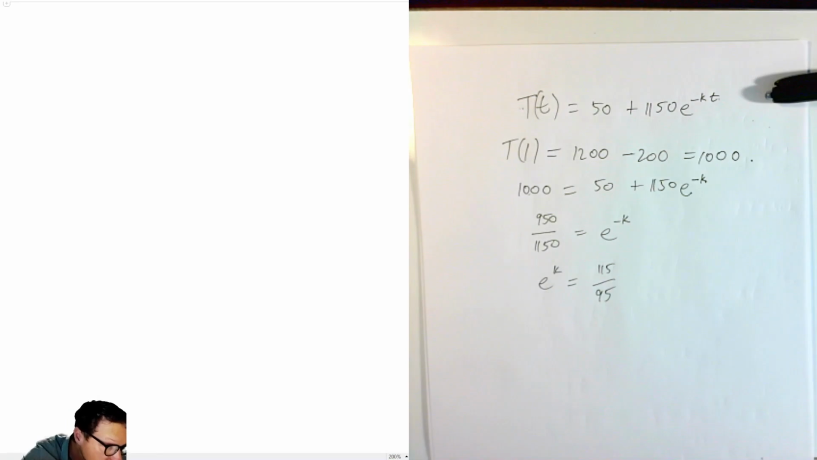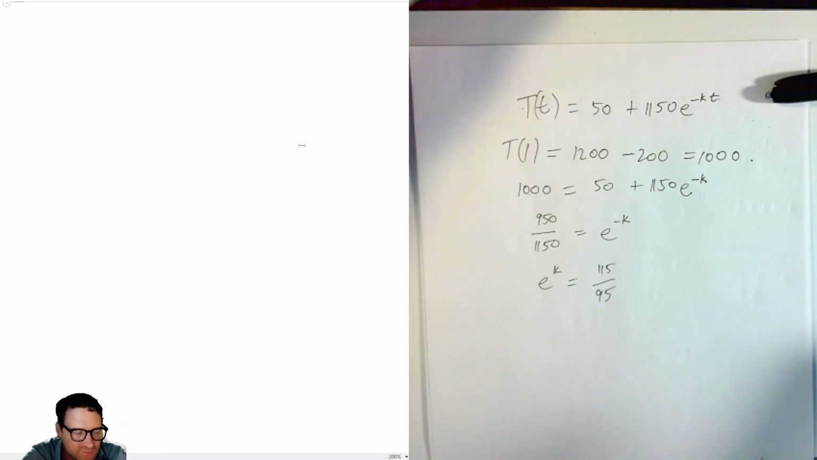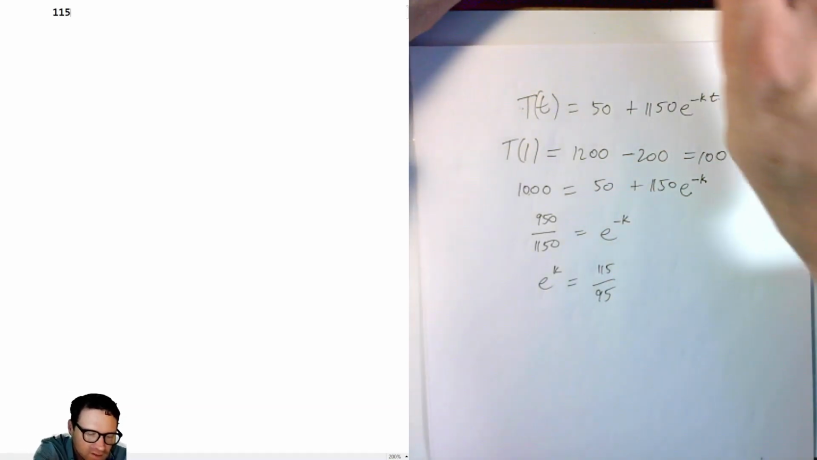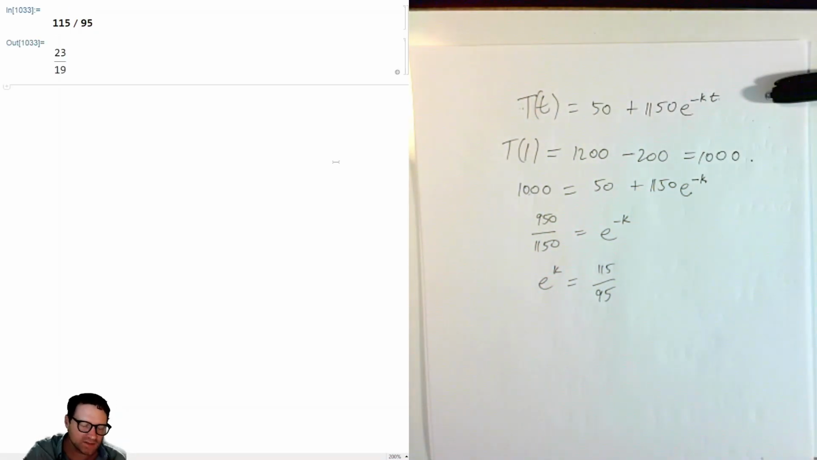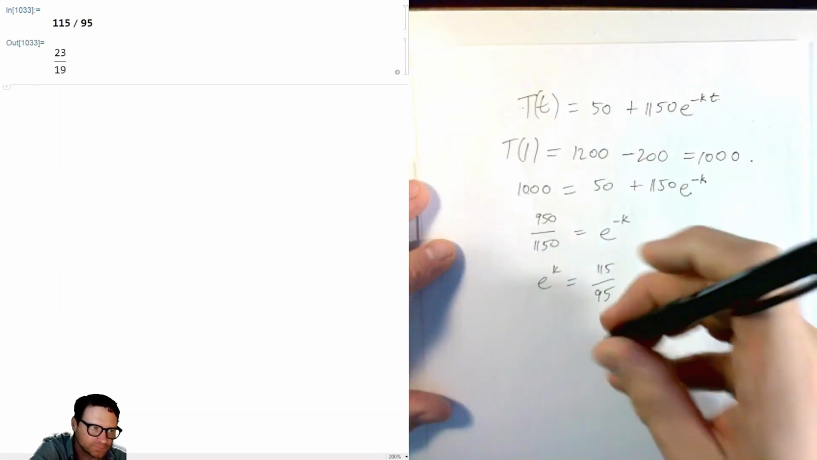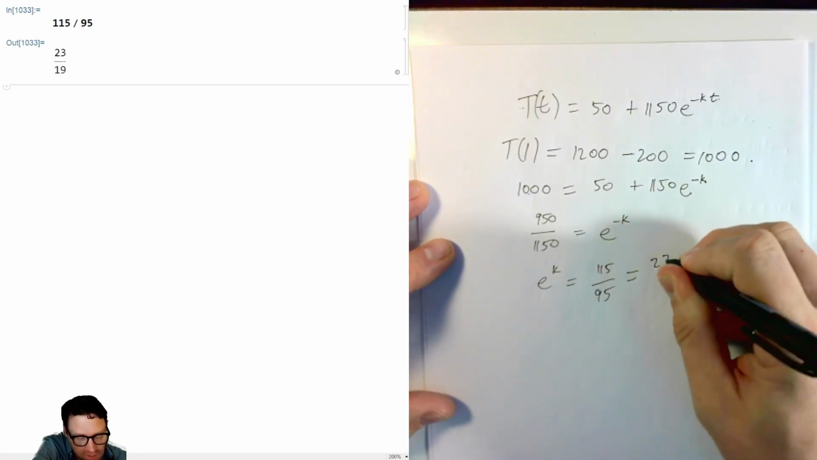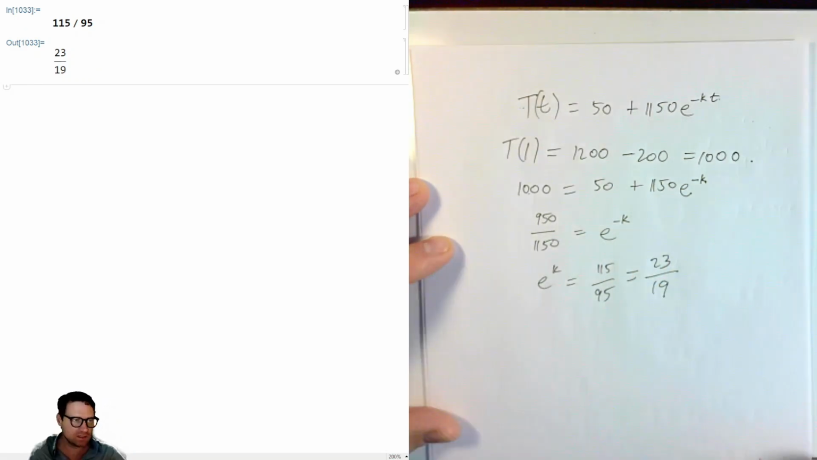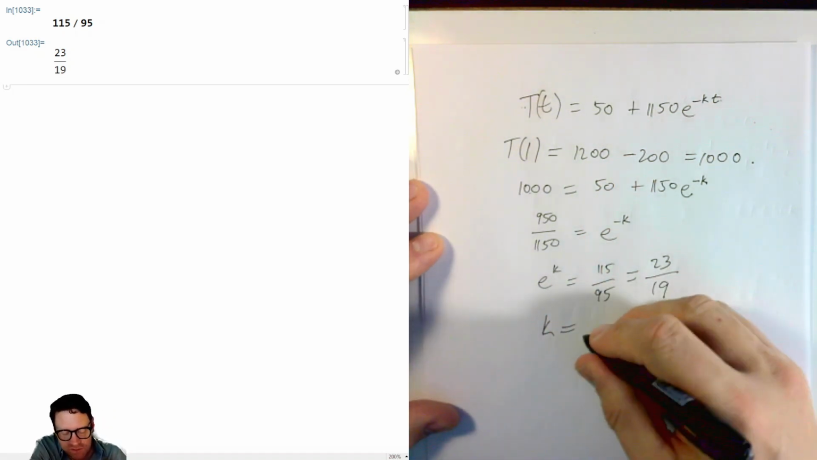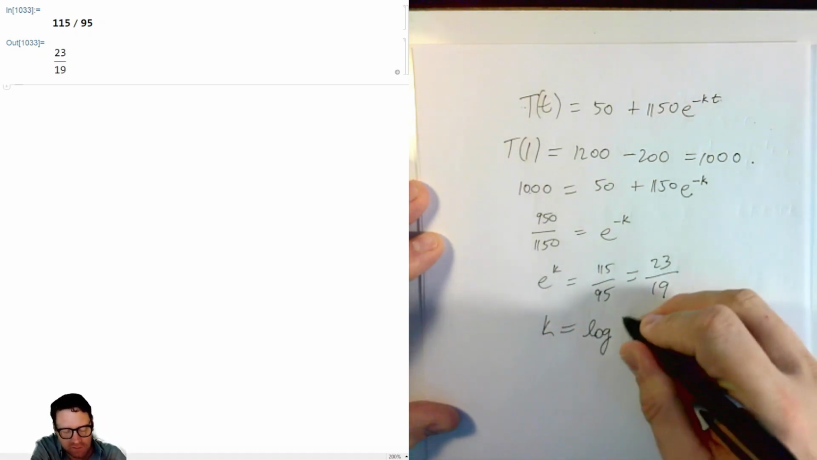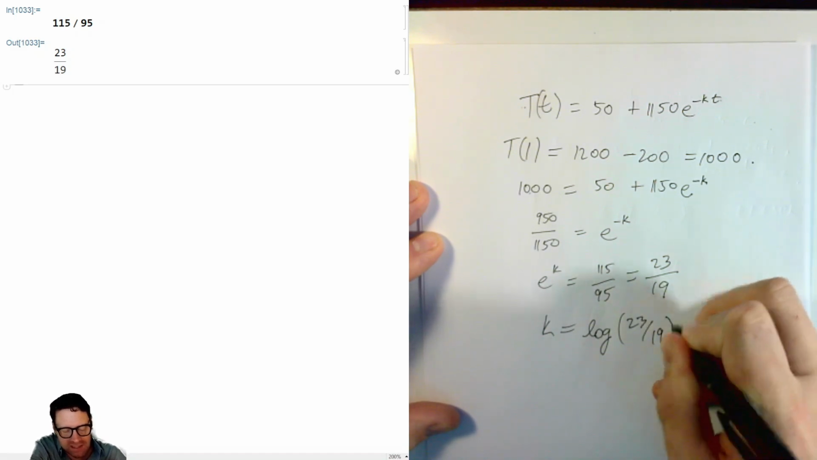So I'll just open up Mathematica here on the left. Obviously you can do it in your head. Okay, so that's 23 over 19. 23 over 19. And so that gives us k is equal to the natural log of 23 over 19.